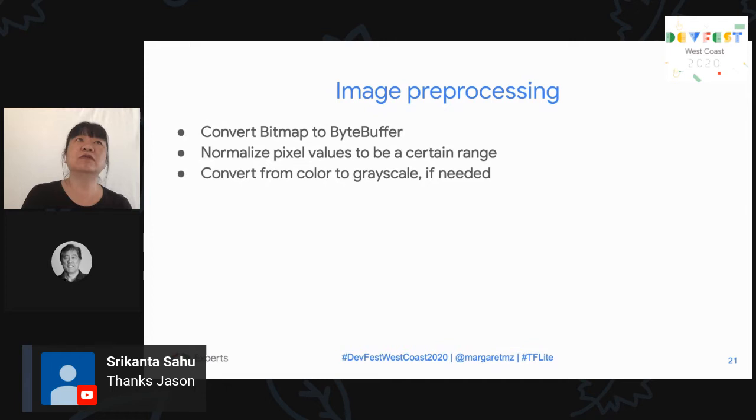You have to also normalize the pixel value to be a certain range, just like what you do in the model training. And you need to also convert from color to grayscale, because when you use the camera or the input methods, as I mentioned earlier, they have several options that all have images in color. And then because the model was trained in grayscale, you have to do that conversion.